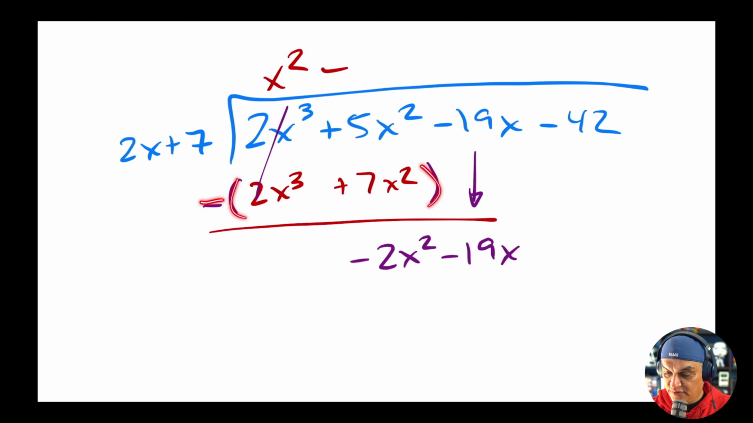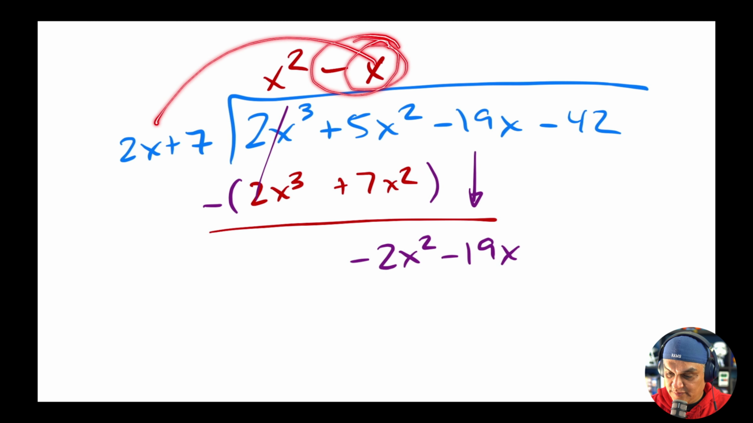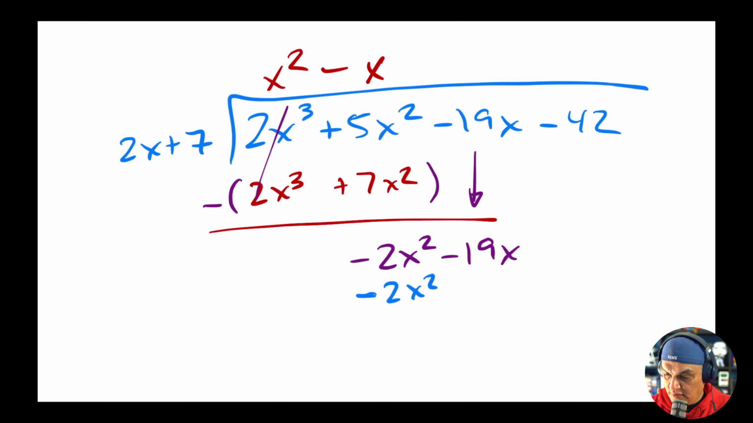Then I subtract the whole thing. So 2x cubed minus 2x cubed, gone. 5x squared minus 7x squared is negative 2x squared. Bring down the 19x. So what do I need to multiply 2x by to get negative 2x squared? Well, I already have the 2, but I don't have it negative, so I'm going to put minus, and then I need an x, right? So it's minus x, because negative x times 2x is negative 2x squared. And then negative x times 7 is negative 7x.